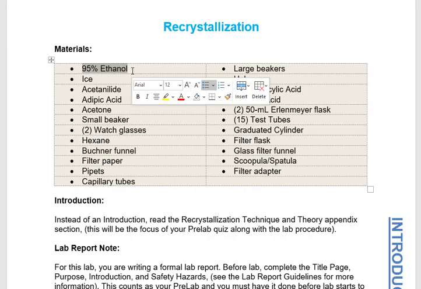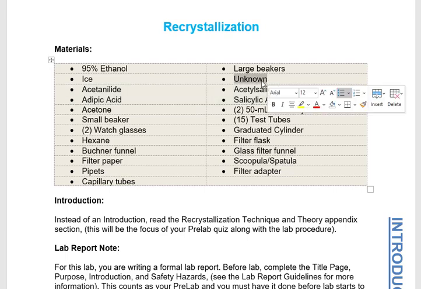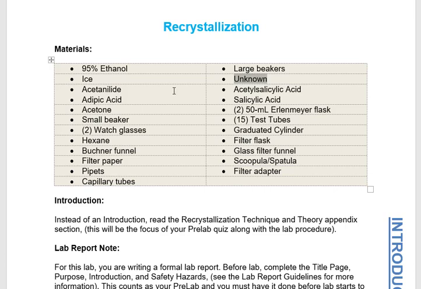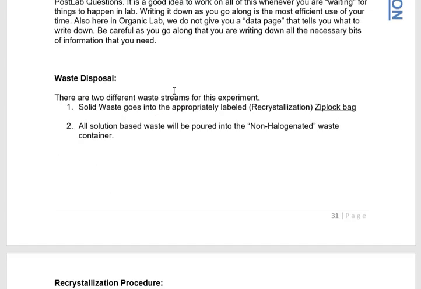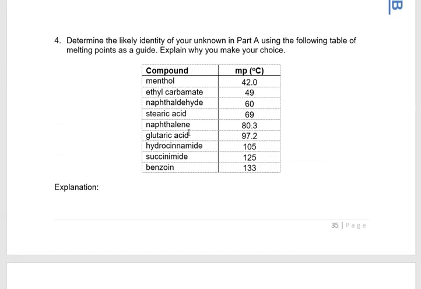We're going to be investigating solvents: 95% ethanol, hexane, and acetone. We're going to be comparing all three of these as a recrystallization solvent for a variety of compounds. We have the acetanilide, the adipic acid, the acetylsalicylic acid, salicylic acid, and then there will be an unknown. The unknown isn't necessarily one of these four. At the end of the experiment video, you're going to be using this chart of melting points to identify what the unknown is.